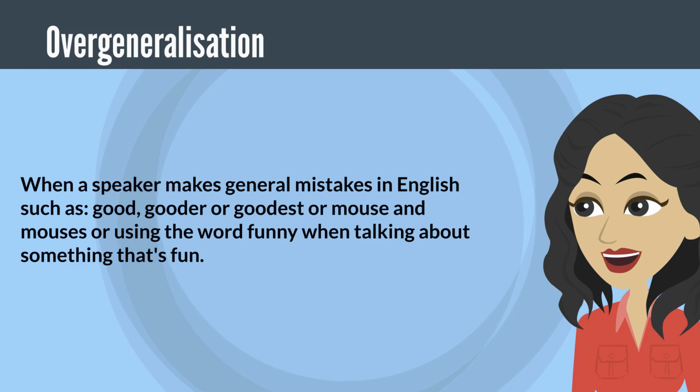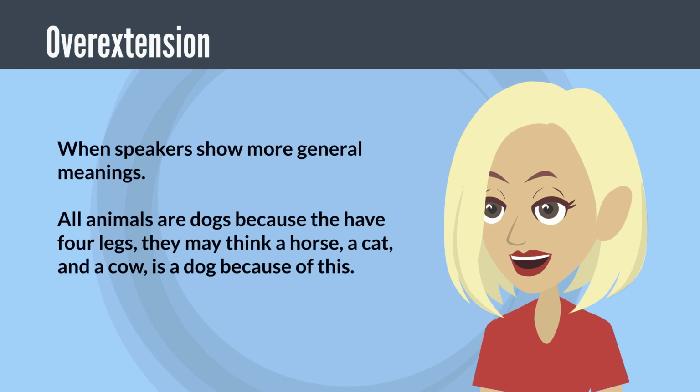Overgeneralization is when a speaker makes general mistakes in English, such as "good, gooder, goodest," or "mouse and mouses," or using the word "funny" when talking about something that's fun. Overextension is when speakers show more general meanings. All animals are dogs because they have 4 legs. They may think a horse, a cat, and a cow is a dog because of this.